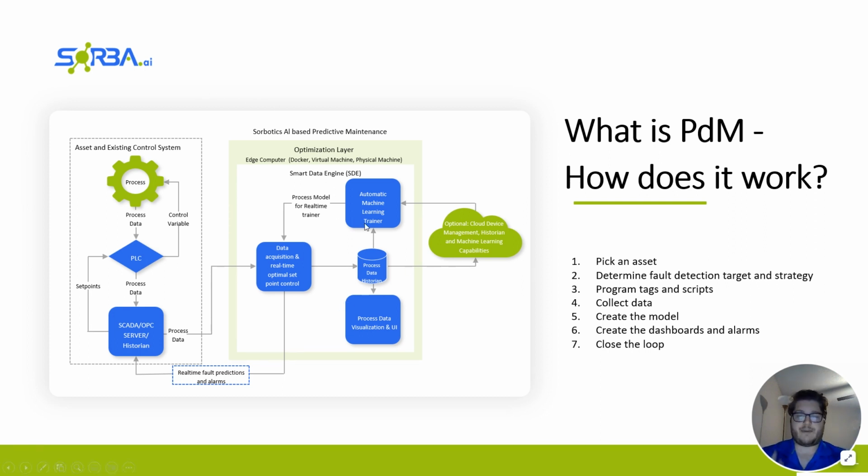Once the machine learning trainer generates that model, it is deployed into a real-time setting where it can give you, at every moment, the current chance that there is or will soon be an anomaly on that system. That information can then be sent back towards the machine, or it can be visualized within Sorba.